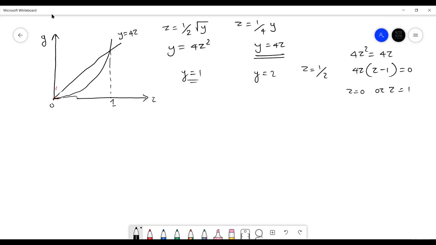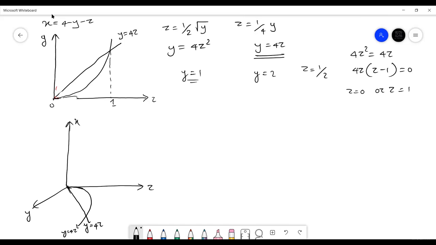So we have drawn the base. Now if we draw our three-dimensional figure, that is x, since the YZ plane is in the base, I am keeping YZ here. In the YZ plane, we have this line, y equal 4z, and this line, y equal 4z squared. We know this is bounded by the plane x equals 4 minus y minus z. This is a tetrahedron.